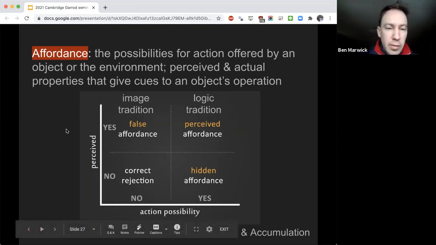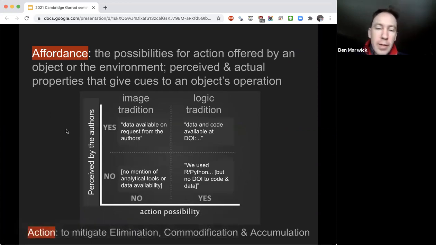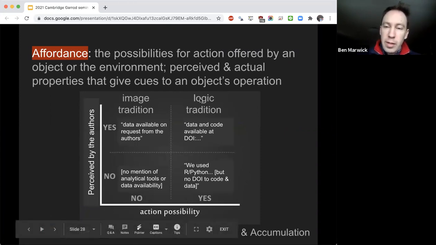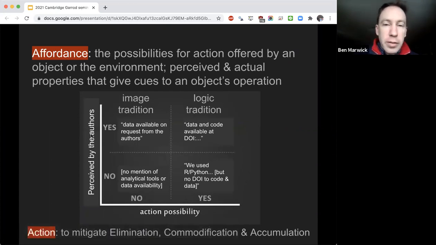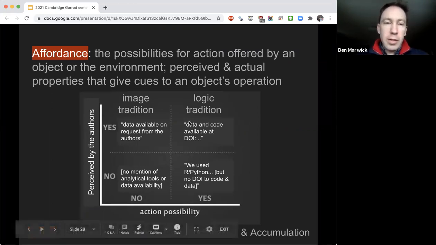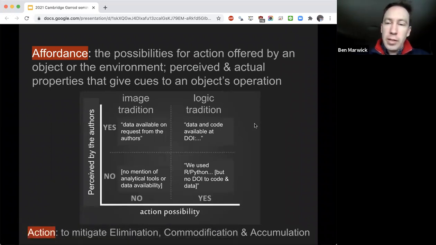And so let me now extend this argument a bit further. If our action is to mitigate these colonial logics, and then we identify where the action possibilities are, and we're in the logic tradition, how is it perceived by, for example, authors of a journal article? And how can we concretely recognize where on this taxonomy of affordances a certain piece of work is? Well, how well is it recognizing the decolonizing potential of working in the logic tradition of archaeological science?